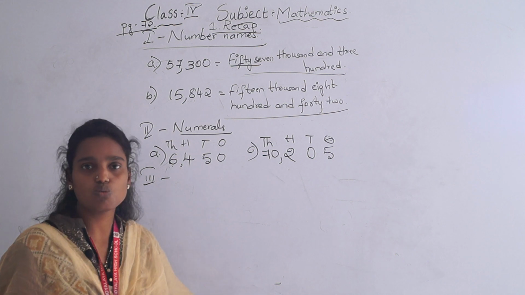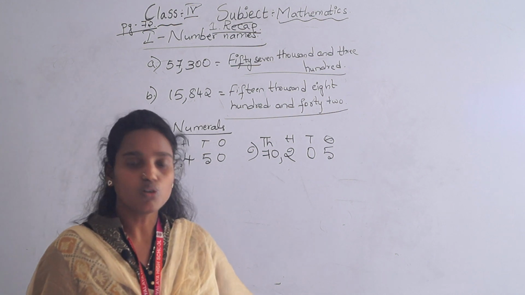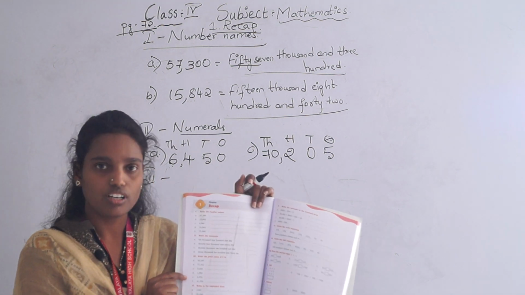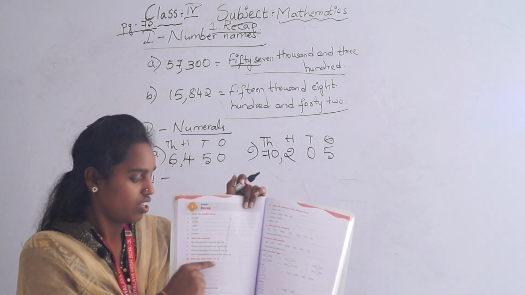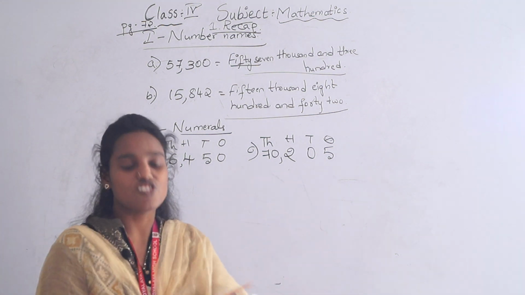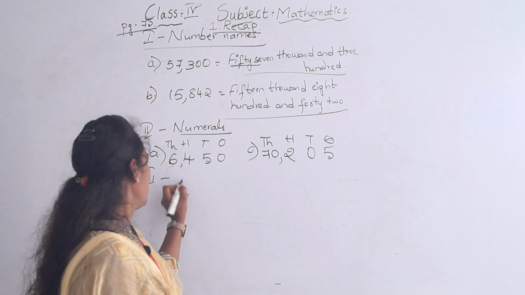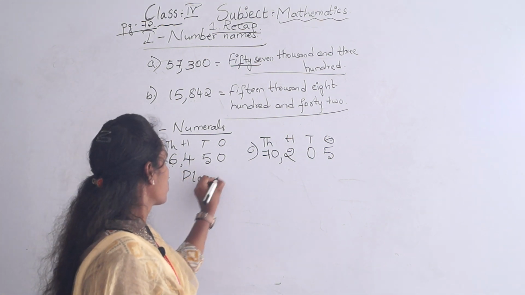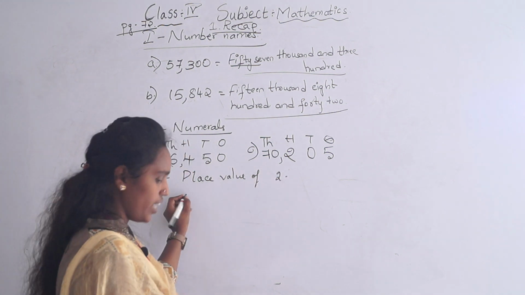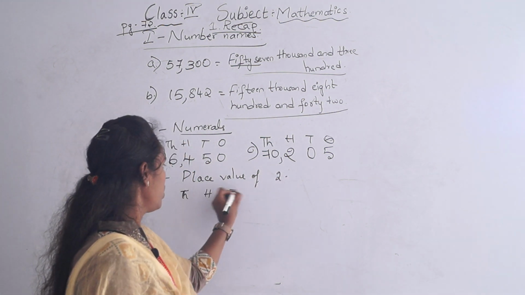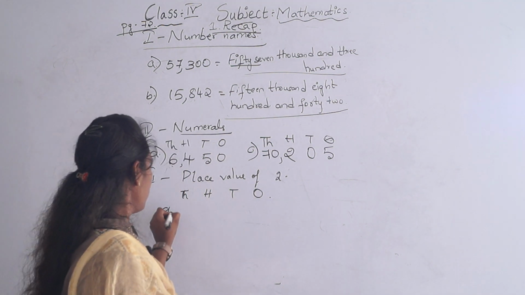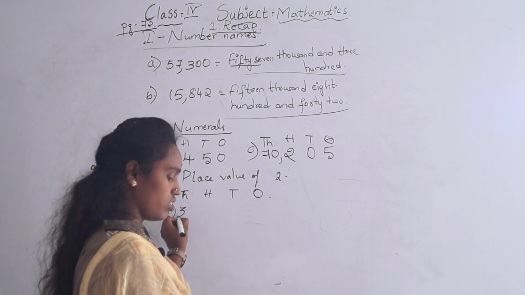Write the place value of 2 in it. They have given six bits: A, B, C, D, E, F. In all these bits there will be a 2, no? So we should know the place values. For this also you can easily write the place value of 2. First you should write 1,000, 100, tens, ones. Now write the numbers as they are in the textbook.